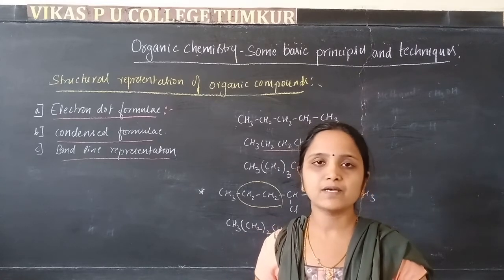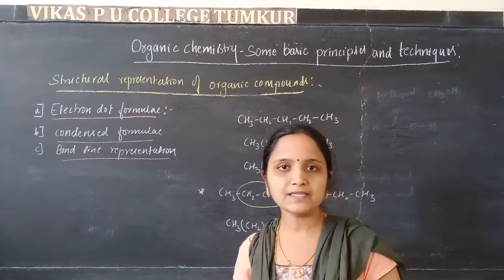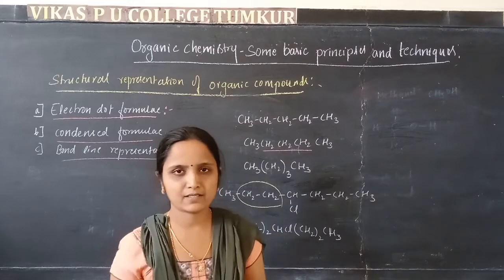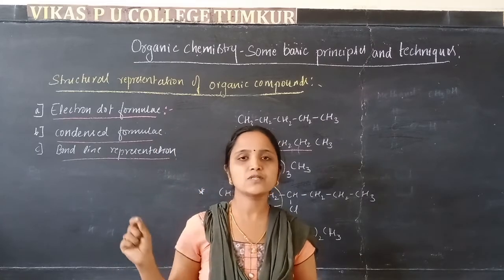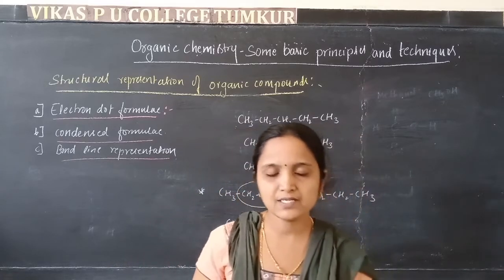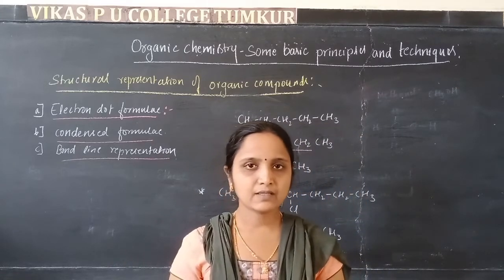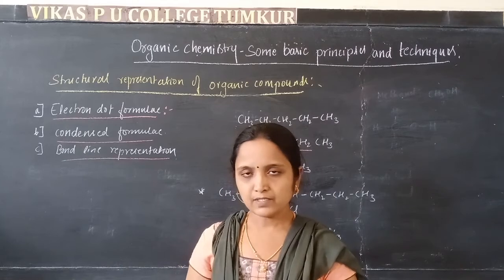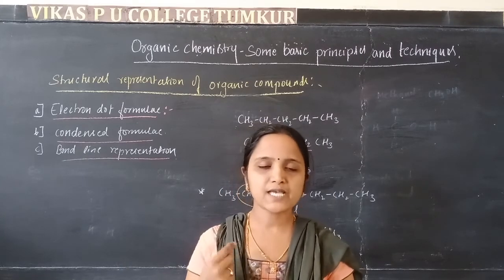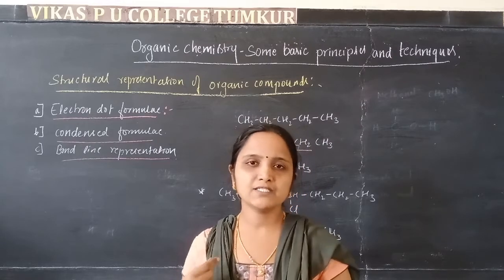Instead of that, we write the bonds between them, also in a zigzag manner. Each corner represents a carbon, and the number of hydrogens is determined by satisfying the valency of the carbon.